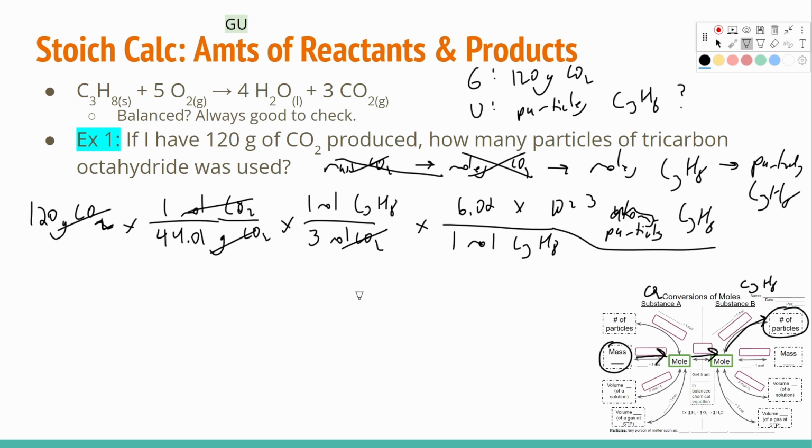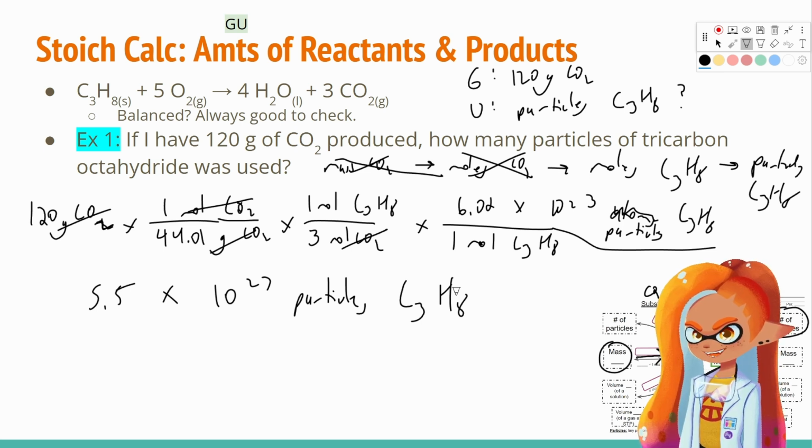And so I would put this all in my calculator. I would do 120 divided by 44.01 divided by 3 and multiply it by Avogadro's number. And so when I do that, I end up getting 5.5 times 10 to the 23 particles of C3H8.